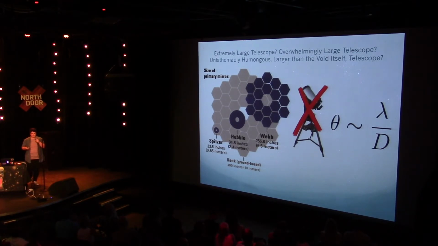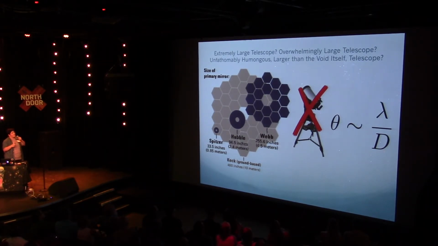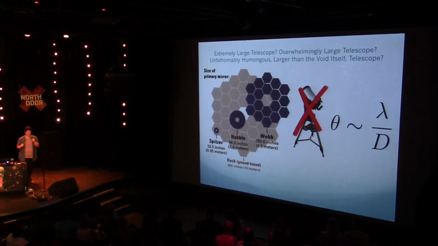So we're not talking about the extremely large telescope, the very large telescope, the overwhelmingly large telescope, which is not a joke. That was real. The unfathomably humongous, larger than the void itself telescope, however, is my own joke. But I could submit this to the International Astronomical Union, and I think they would take it. So you can't use your telescopes that you have in your backyard, and you can't even use something the size of Hubble or the James Webb Space Telescope, which I'm going to tell this joke again, even though I got booed in San Antonio. The James Webb Space Telescope, more like the Just Wait Space Telescope, because it's never going to get off the ground. Oops.